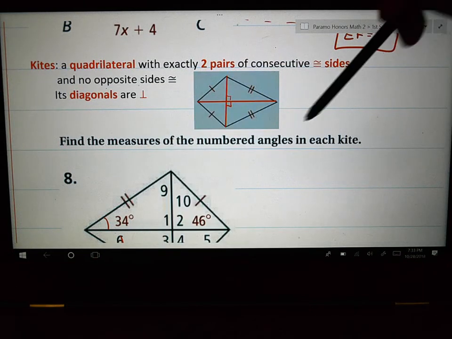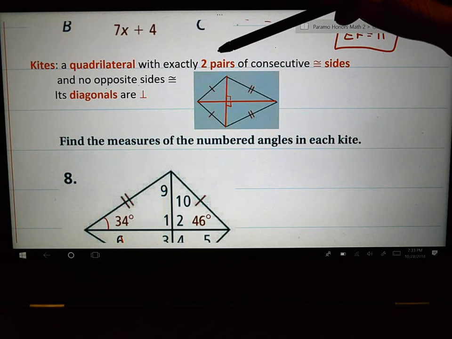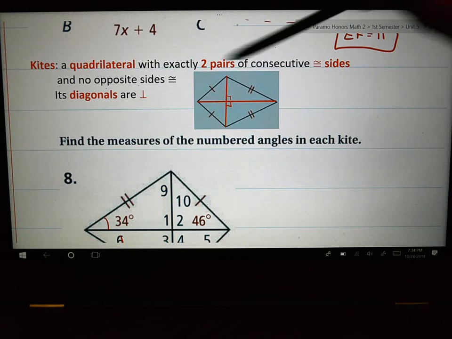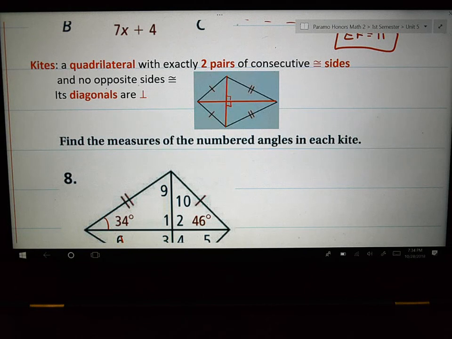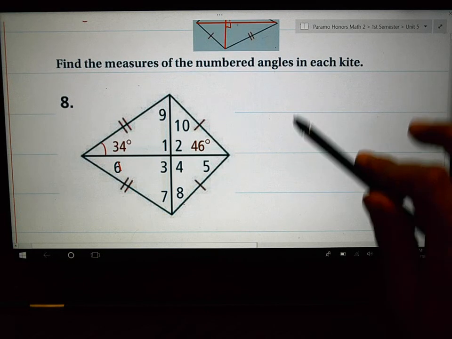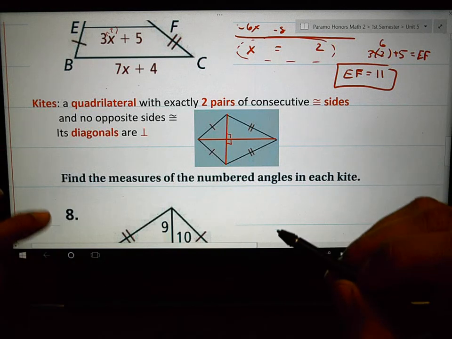So in a bunch of true, false, or multiple choice questions, if it says anything about having 2 pairs of consecutive congruent sides, kites are the only ones that have that. Trying to think, because a square has 4 consecutive congruent sides. So does a rhombus. This has 2 pairs, except no opposite sides are congruent. Keep that in mind. Can't be this and then something else. So in a kite, you are going to have to use isosceles triangles a lot. You're also going to have to use this 90-degree angle a lot as well.